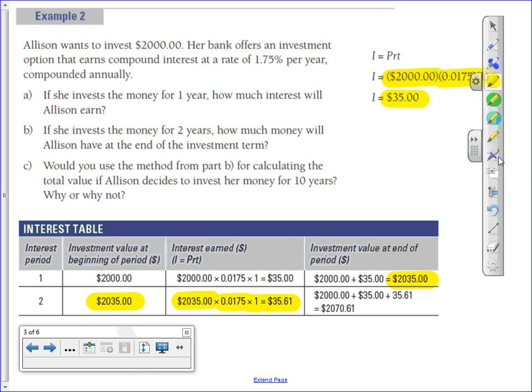And then question C is interesting because it says, how would you do this if you did it over 10 years? How would you figure that out? In order for you to figure that out, you'd have to continue this table, go 3 years, 4 years, 5 years, 6 years, 7 years, all the way to 10. And that would take a lot of work. Is there another way to do it? Yes, there is. And I'm going to show that to you.